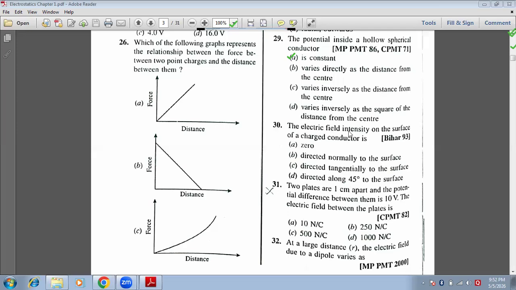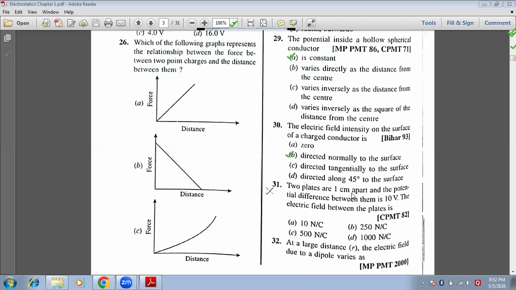The electric field intensity on the surface of a charged conductor is: option A, 0. Option B, directed normally to the surface. Option C, directed tangentially to the surface. Option D, directed along 45° to the surface. Correct answer, option B, directed normally to the surface.